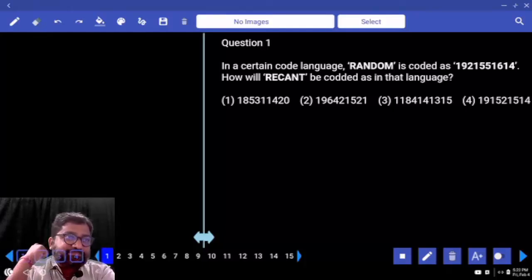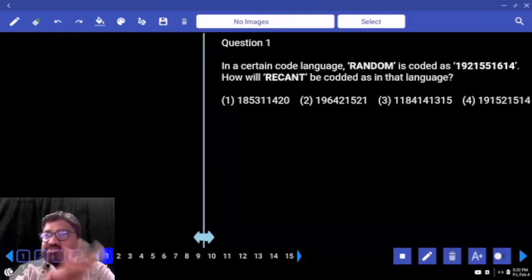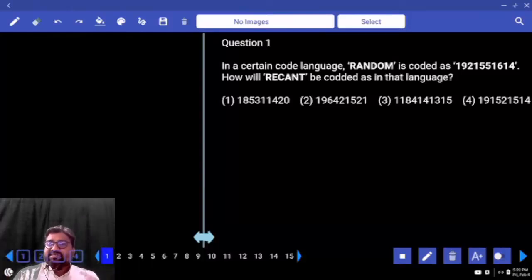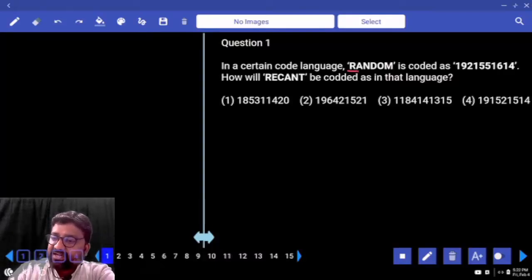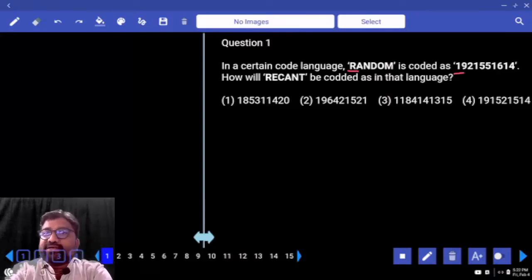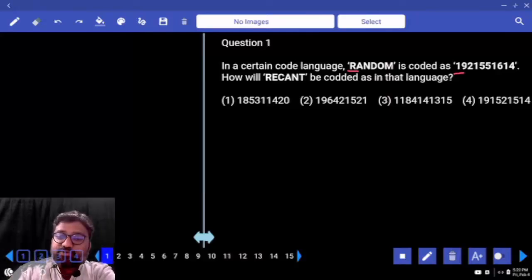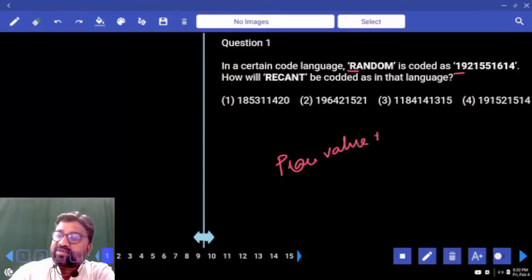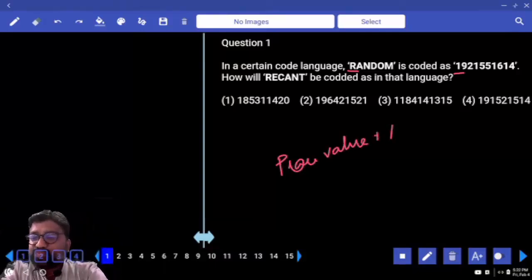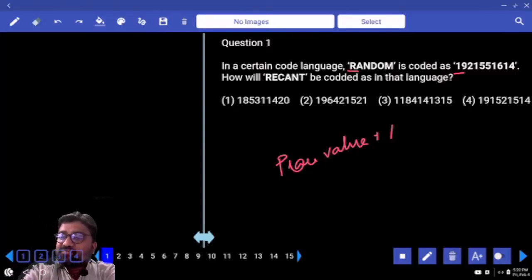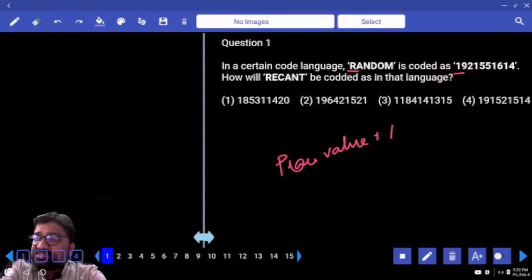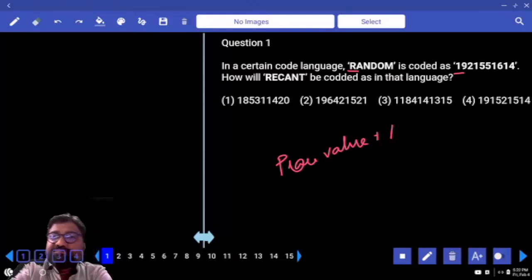First, let's solve the questions without pen and paper. Look at this. In a certain code language, RANDOM is coded as there are some numbers given to us. If you observe carefully, this is R and this is 19. How are they related to each other? Place value plus 1. This is place value plus 1. 1, 2, 14, 15, 4, 5, 15, 16, 13, 14.